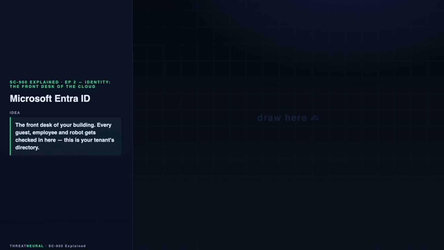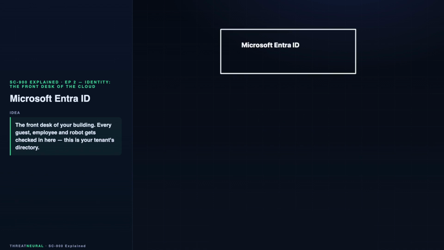So, where do all these identities actually live? In Microsoft's world, they live in Microsoft Entra ID. And the cleanest way to picture Entra ID is as the front desk of your building. Every guest, every employee, and honestly every robot vacuum too, they all get checked in at the same desk, and the desk keeps the master list of everyone.